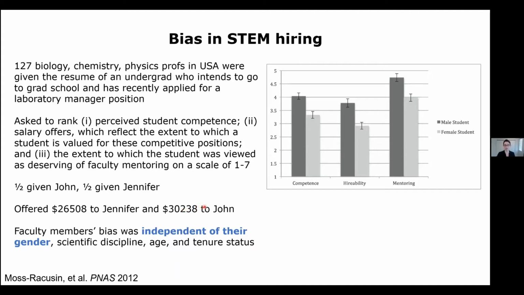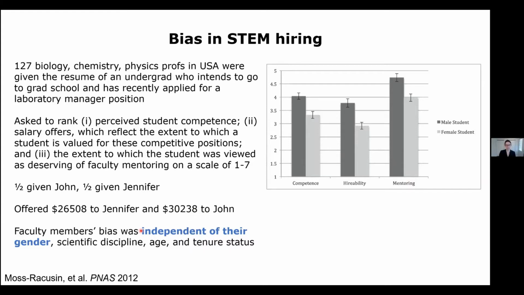So exactly what you might expect. This is what the professors said the starting salary would be. And she was less worthy of mentoring. The important point in this study, and it's been replicated in many, many studies since then, is that faculty members' bias was independent of their gender, okay?